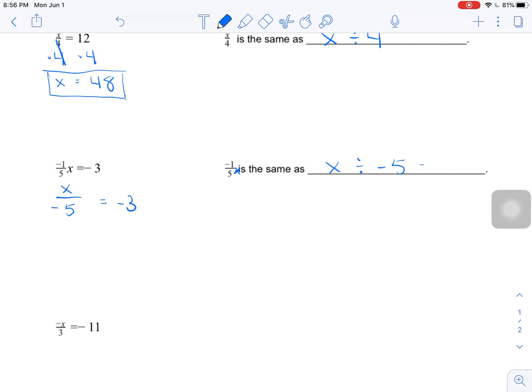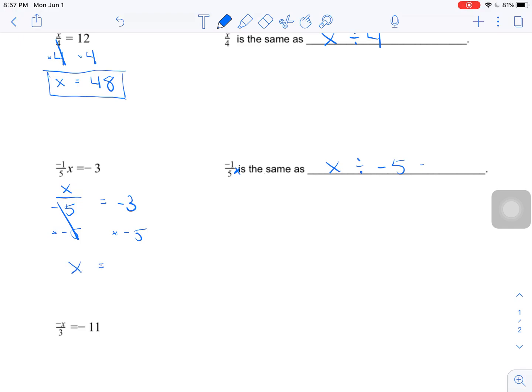I would undo the division by negative 5 by multiplying by negative 5. So I would multiply by whatever number I'm dividing by to undo it. So I can multiply by negative 5, but if I multiply, I have to multiply on both sides to keep it balanced. So the multiplication is just going to wipe out the division.